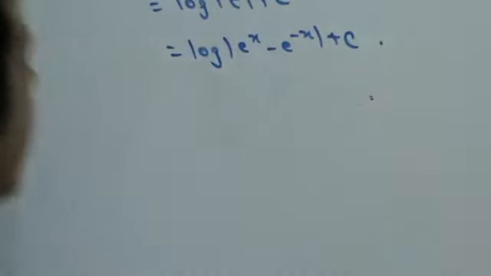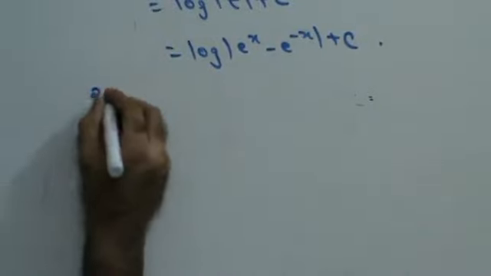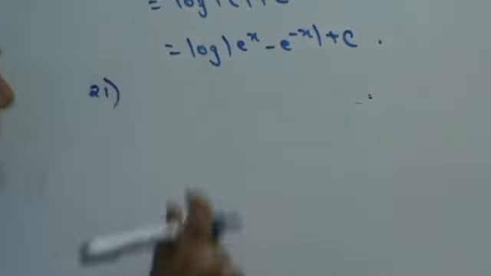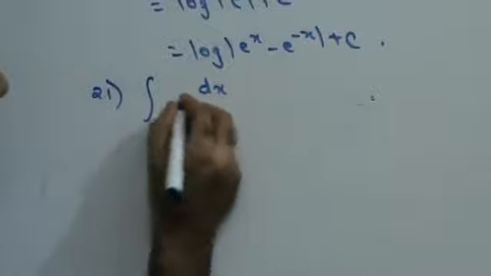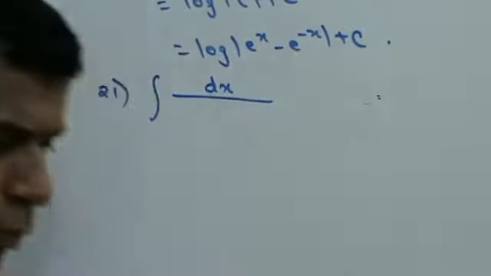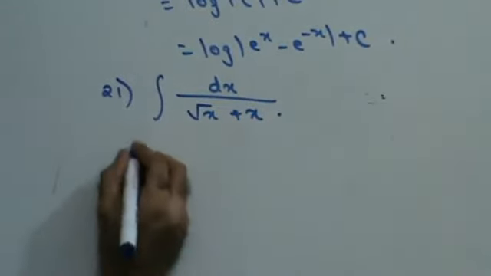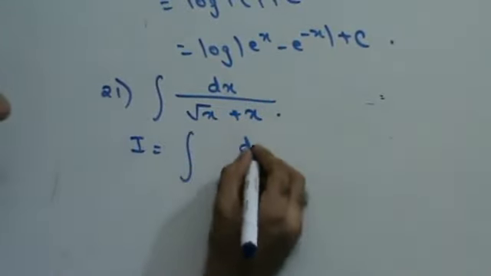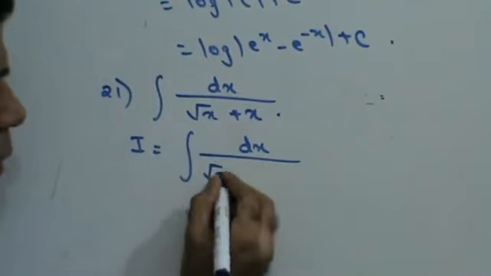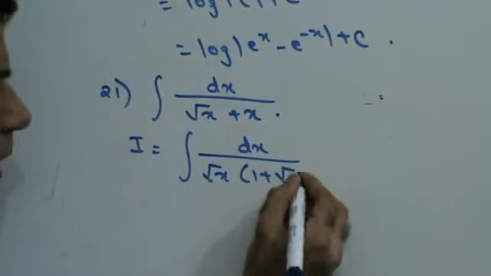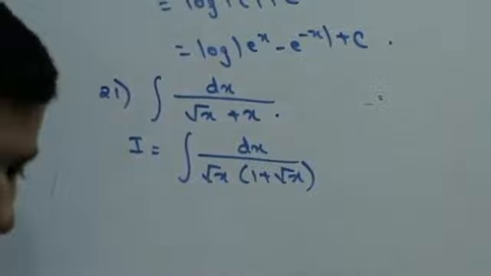Next, the last one to finish this chapter. Integral of dx upon (root x + x). I can say I is integral of dx upon root x (1 + root x). I'm taking root x common.